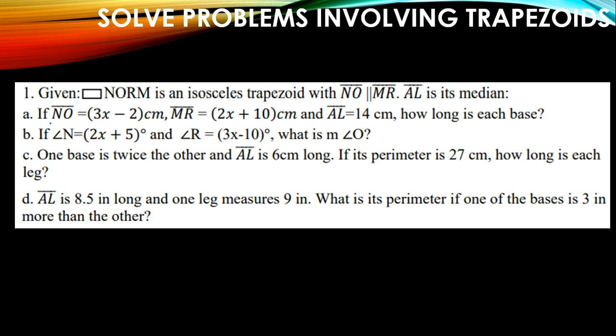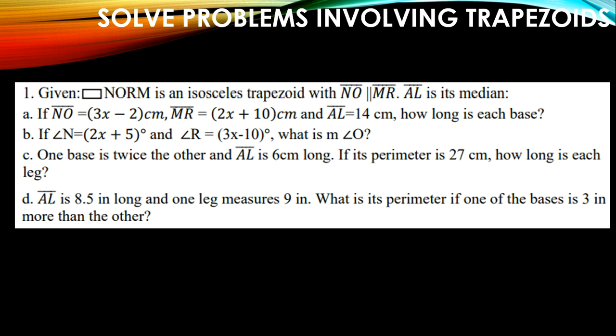So A, if NO equals 3x minus 2 centimeters, MR equals 2x plus 10 centimeters, and AL equals 14 centimeters, how long is each base? Then letter B, if angle N equals 2x plus 5 degrees and angle R equals 3x minus 10 degrees, what is the measurement of angle O? Then letter C, one base is twice the other and AL is 6 centimeters long. If its perimeter is 27 centimeters, how long is each leg?